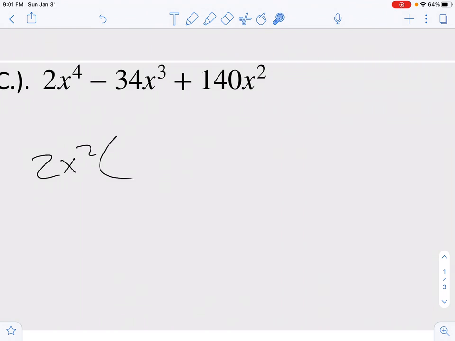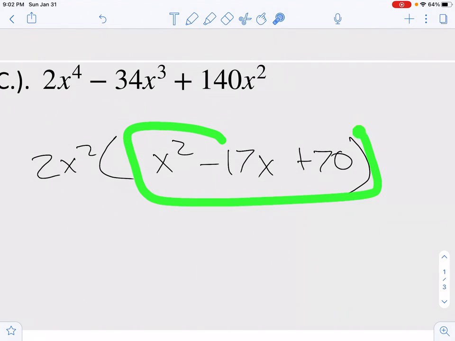Now I'm going to go through and divide these. So 2 divided by 2 is 1. X to the fourth divided by x to the second, we subtract to get x to the second. And we really don't need to write the 1. Negative 34 divided by 2 should give us negative 17. And x to the third divided by x to the second is going to give us x to the first. And then 140 divided by 2 is going to give us 70. And x squared divided by x squared is going to leave us with no x's here.